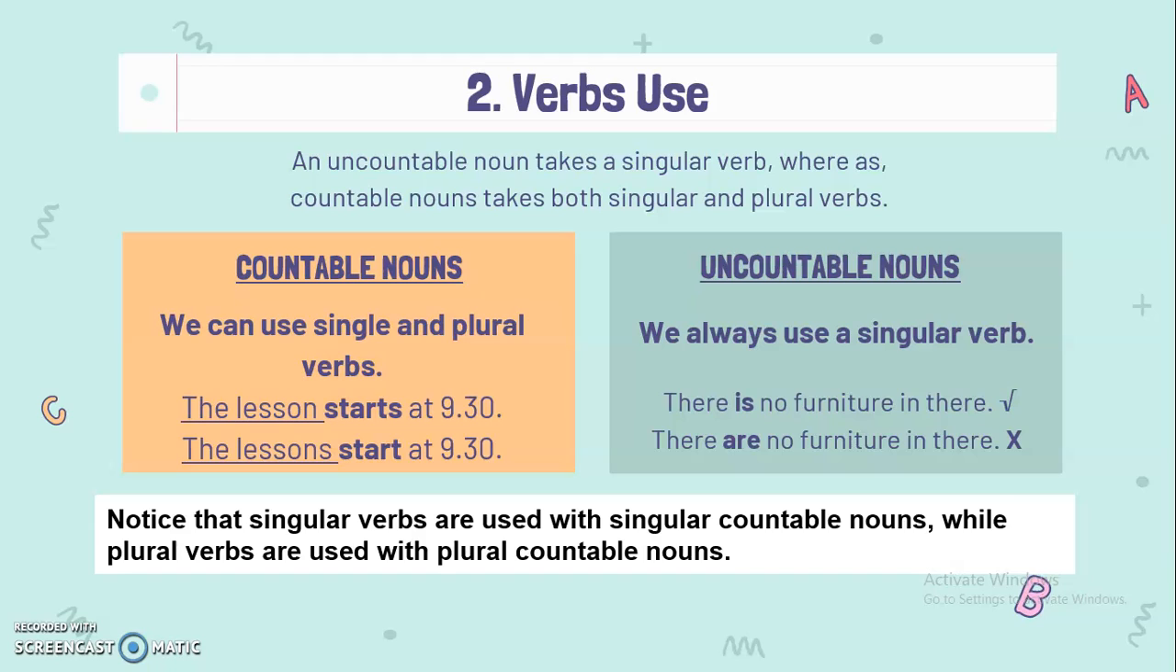Singular verbs are used with singular countable nouns, while plural verbs are used with plural countable nouns, as you have seen in the example. The lesson starts. We have a singular noun with a singular verb. The lessons start. We have a plural verb and a plural noun in the example.